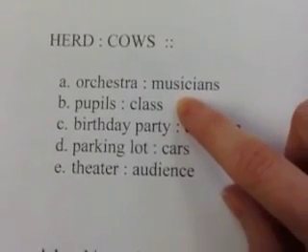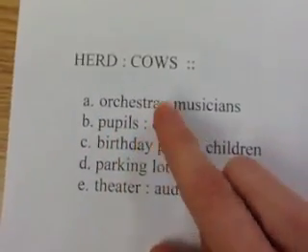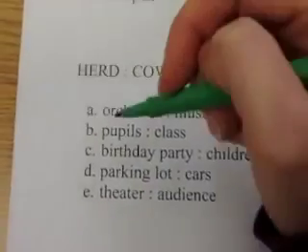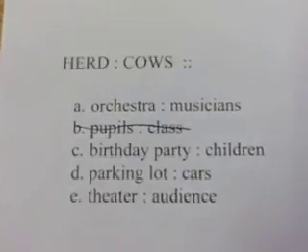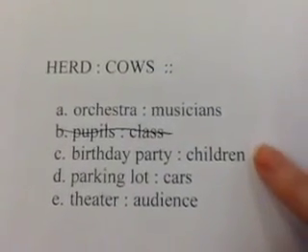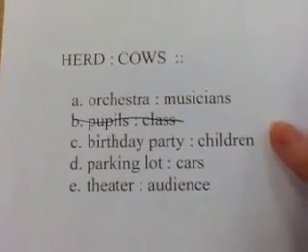A class is made up of many pupils, but they flip the order from left to right, so it doesn't make sense. Don't pick this one. They're trying to trick you. A pupils is not made up of many class. Let's keep going. A birthday party is made up of many children. Oh, that's kind of true too. Let's keep this one and we'll talk about it some more later.